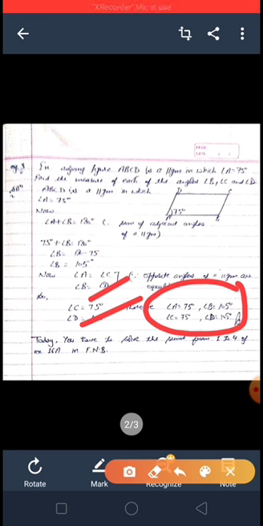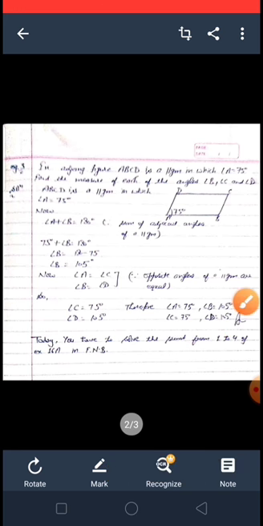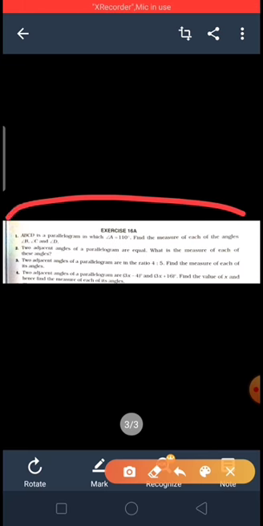Clear? That's our answer. Now you have to solve the sums from 1 to 4 of exercise 16A in your fair notebook. These 4 sums you have to solve in the fair notebook.